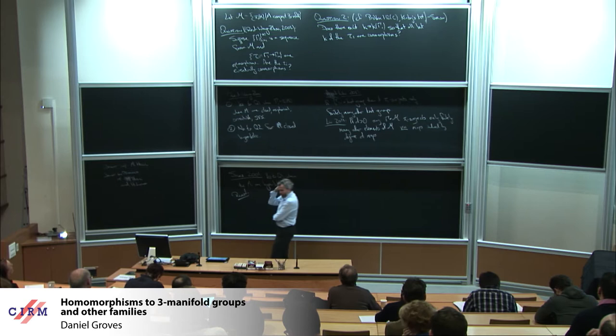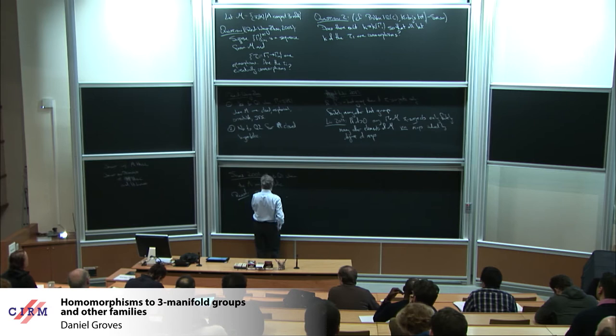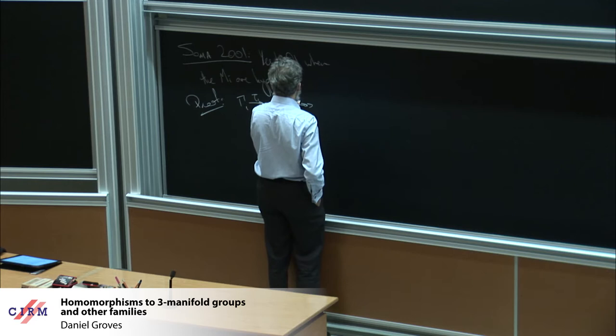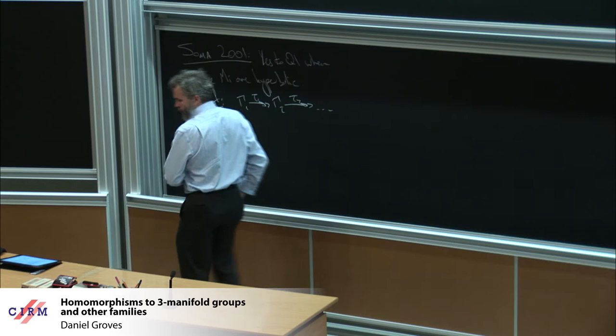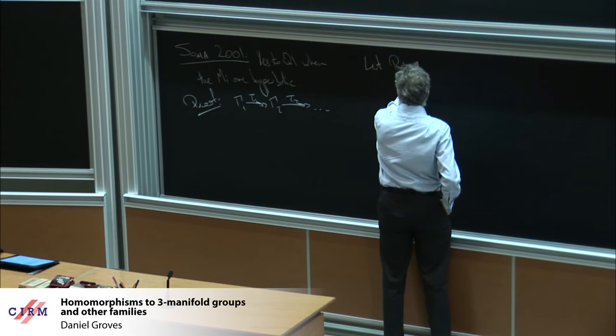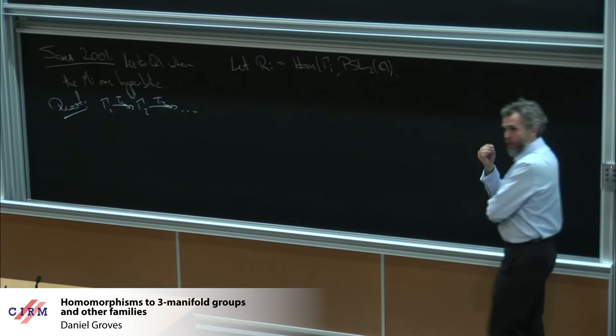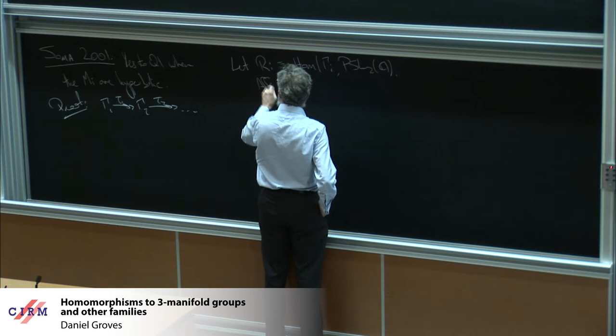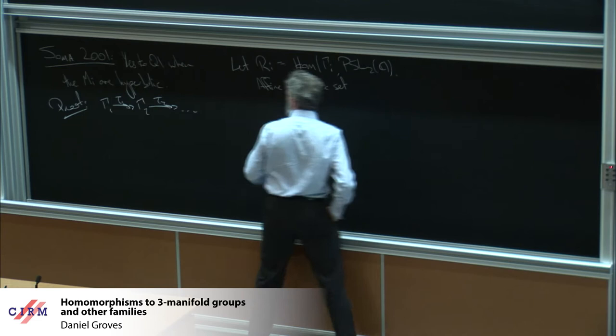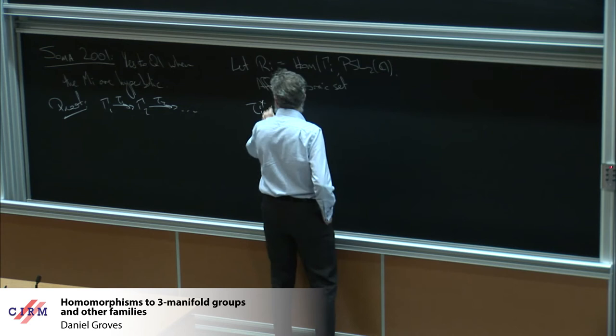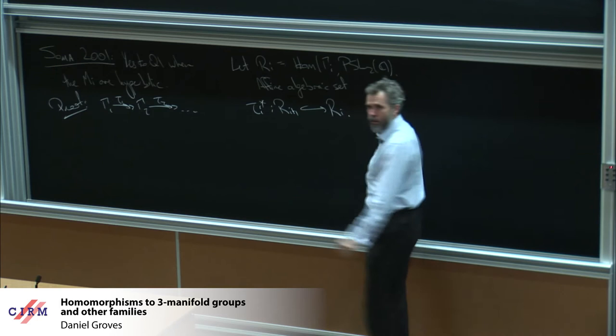So I'm going to suppose that we have my maps as follows. Let R_i be the set of homomorphisms from gamma_i into PSL_2(C). This is an affine algebraic set. And moreover, I can take tau_i and precompose with it, and it gets me a map from R_{i+1} into R_i. It's an injection because the map tau_i is a surjection. So I'm just precomposing with the map tau_i.